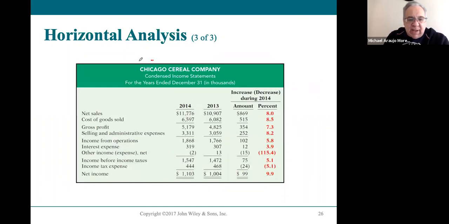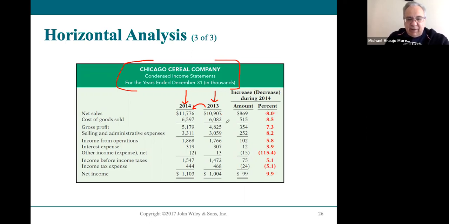For an income statement, it works the same way. You also are going to need to look at 2 years, 2013 to 2014, based on all the categories. You're just noting the differences. What was the difference between 2013 and 2014? Net sales increased by 869. 869 divided by the base year of 10,907 means that your sales went up 8%.